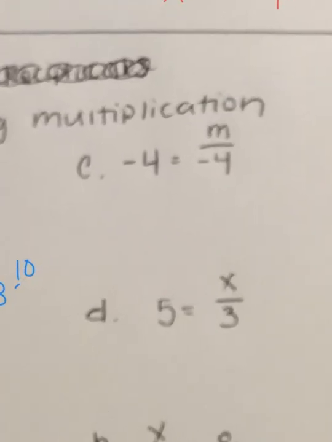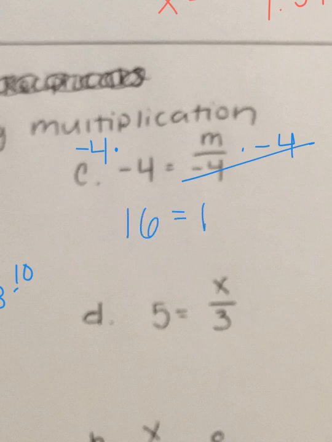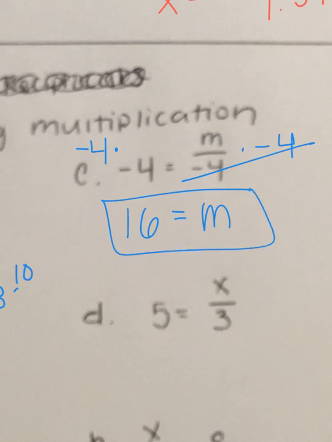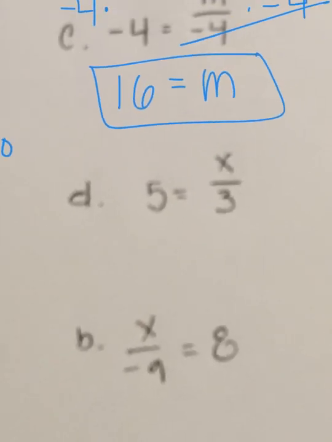Okay, for C, negative 4 equals m divided by negative 4. Hopefully you guessed it. We're going to multiply by negative 4 on both sides. Okay, because multiplication will cancel out the division. On the left-hand side, I have negative 4 times negative 4. Remember, a negative times a negative is a positive, so I get 16 equals m. Final answer there.